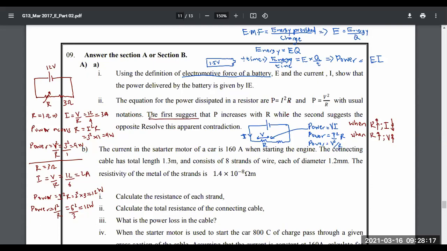Now, the first suggests P increases with R, while the second suggests the opposite. Now, you can surely say that I squared and V squared are constants when you change R. But the problem is, when you change the resistance of that particular resistor, what happens? I and V change accordingly. Therefore, this argument is incorrect. You have to say that.